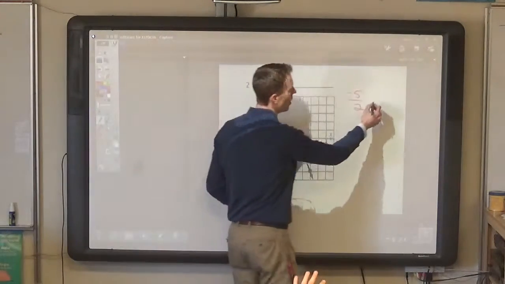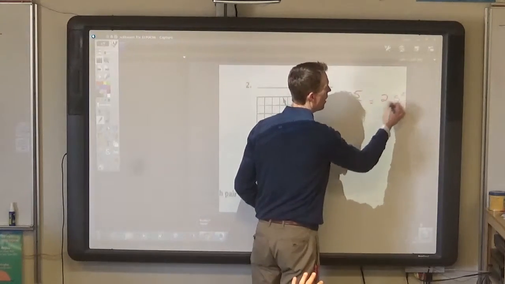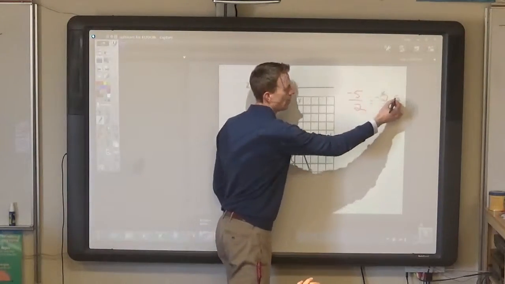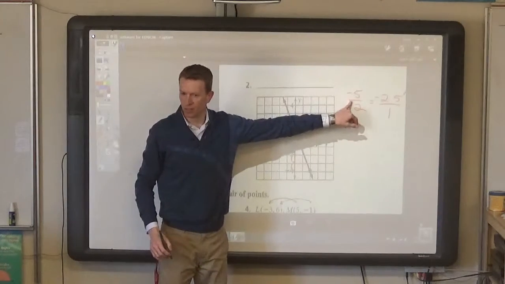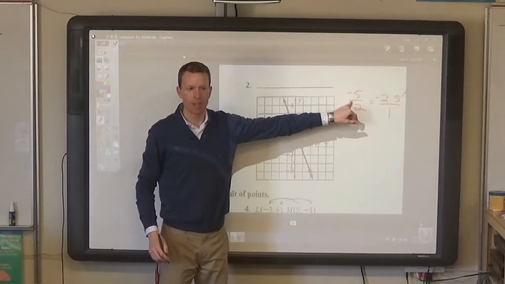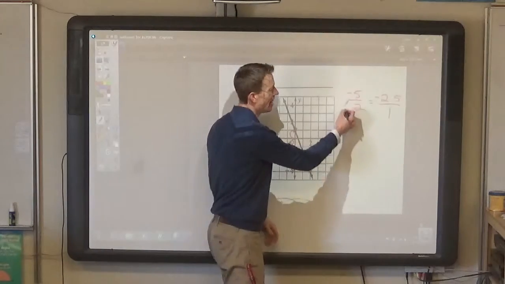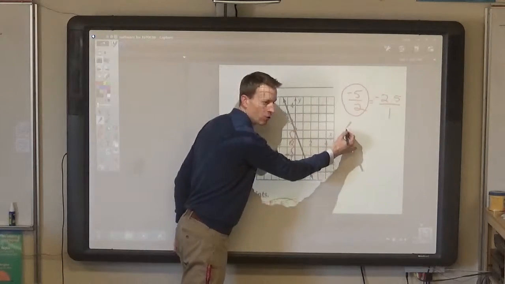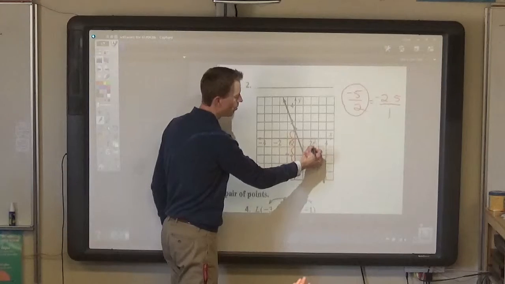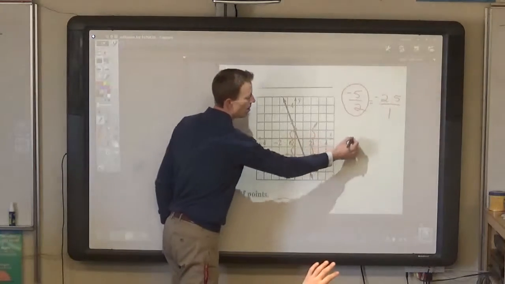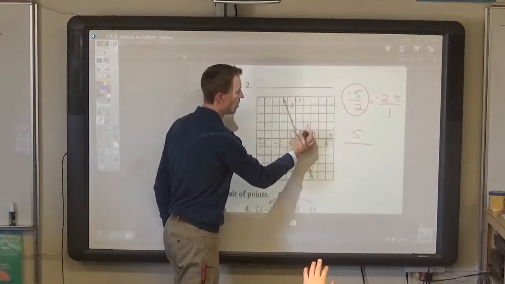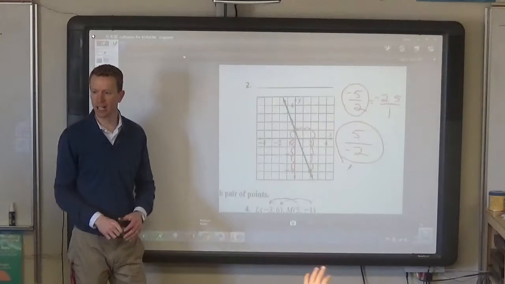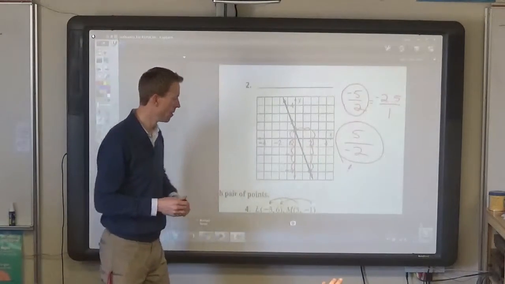You don't want to write 2.5 over 1. That's -2.5 over 1. We want to keep it as whole numbers. Keep it as a whole number. So this is the answer here, right? Now you could also have it as 5 over -2. Because we could count 1, 2, 3, 4, 5, +5, over to the left 2. That's also the answer. It still gives you a negative ratio, a negative slope. Okay?